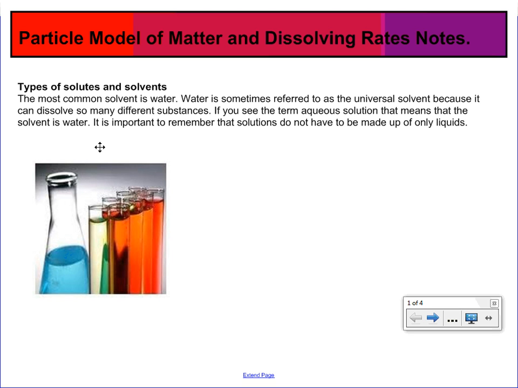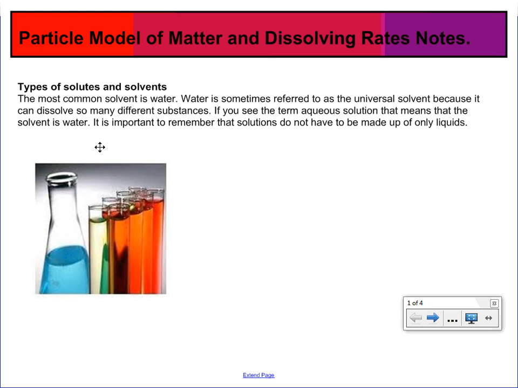The particle model of matter and dissolving rates. So, types of solutes and solvents. The most common solvent is water. Water is sometimes referred to as the universal solvent because it can dissolve so many different substances. If you see the term aqueous solution, this means that the solvent is water.